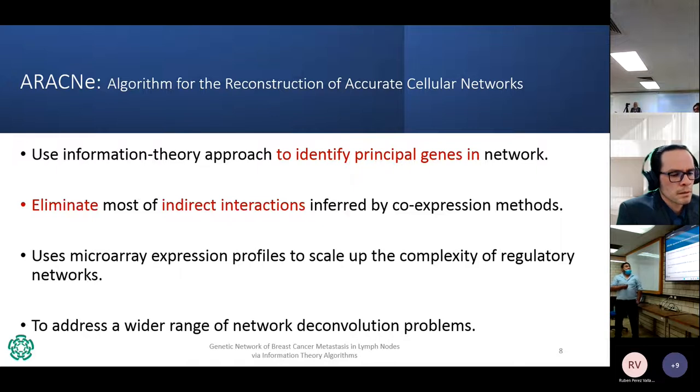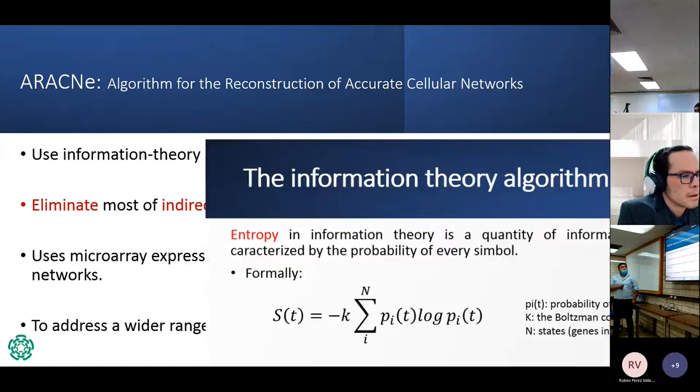ARACNe is an acronym for the algorithm for the reconstruction of accurate cellular networks. It uses an information theory approach to identify the principal genes in the network. It eliminates most of the indirect interactions in co-expression methods and uses the microarray expression profile to scale up to the complexity of mammalian regulatory networks, but it is also general enough to address a wider range of network reconstruction problems.